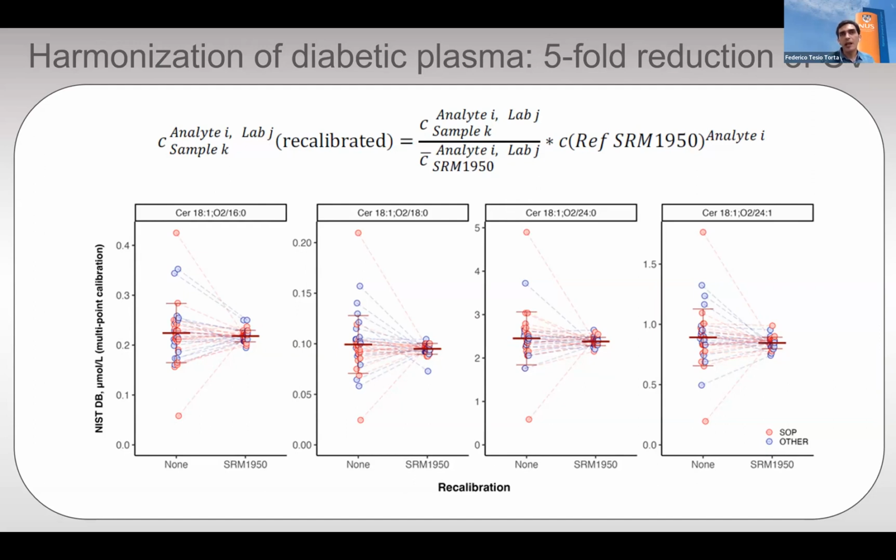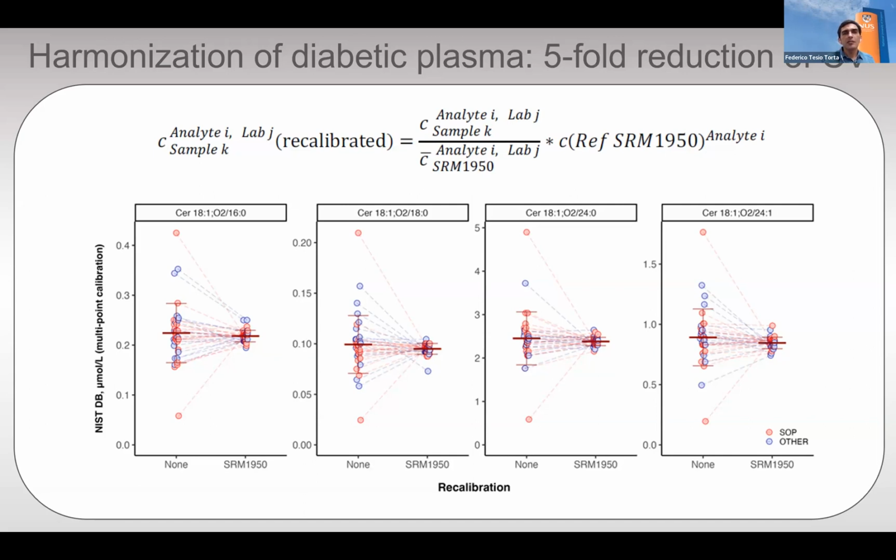So the interlab CV decreased for all the reference materials. Here I just represented the diabetic plasma. And what you can see also is that the number of outliers significantly reduced. The decrease in the interlab CVs was actually 5-fold for all the 4 ceramide species.